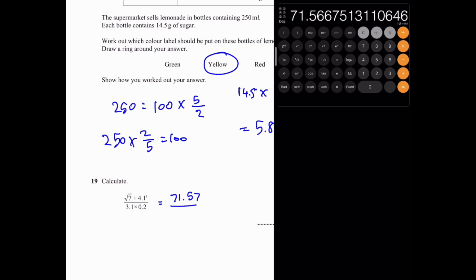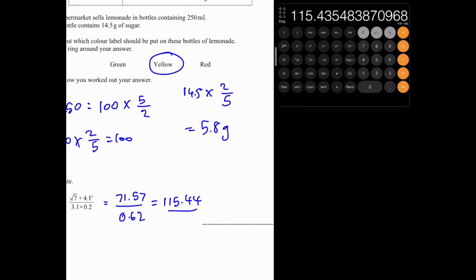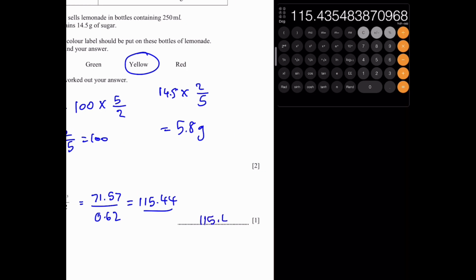71.57 divided by 3.1 into 0.2. We get 0.62. So 71.57 divided by 0.62. Remember, there's 2 decimal places. I'll make it so 115.44. That's the answer. Let's go to the next question.